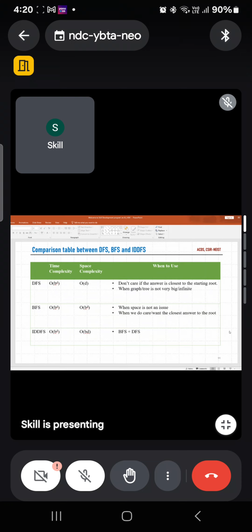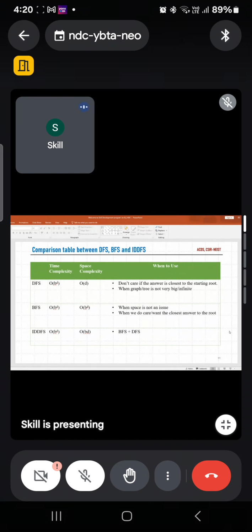So it is just similar to BFS, where nodes are visited level wise. But in depth wise also we are moving for visiting the nodes. So then we can write the time complexity of IDDFS as order of b to the power d.